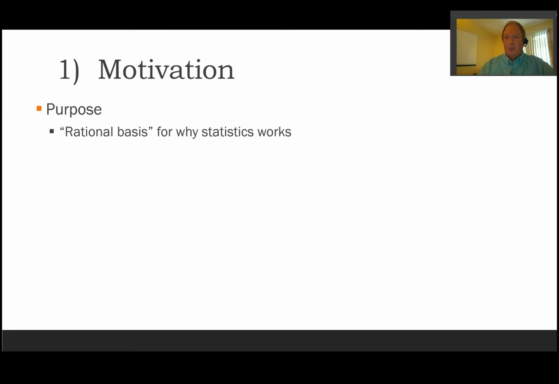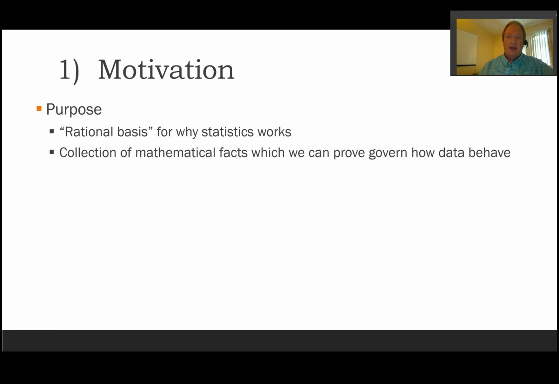Well, we said before that statistics is a rational process or a science for making decisions using data. And what that means is there's a rational basis. There's a reason why statistics works. And it turns out that that reason is probability theory. And so probability theory is going to give us a bunch of mathematical facts that we need to understand data and be able to work with it and do computations.